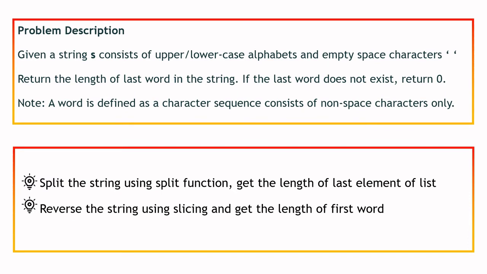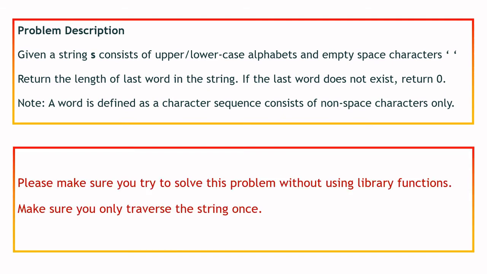There are lots of options, but interestingly, Amazon gave a caution. Please make sure you try to solve this problem without using library functions. Make sure you only traverse the string once. So these are the two conditions that Amazon came up with. If it were with library functions like this, we would have completed.